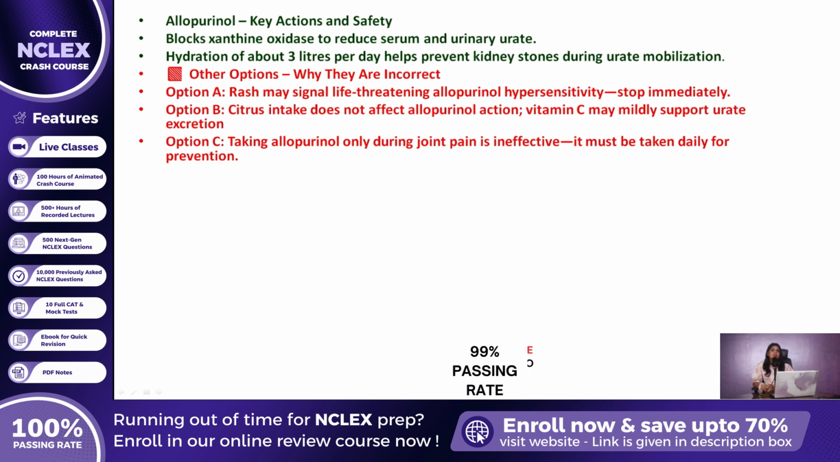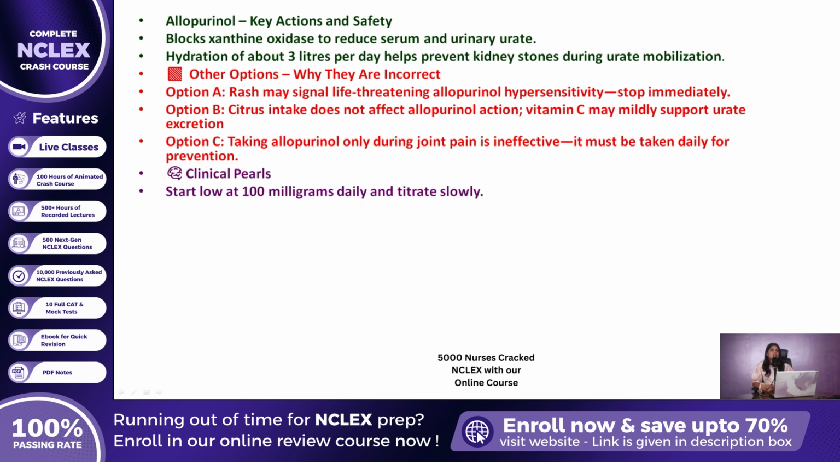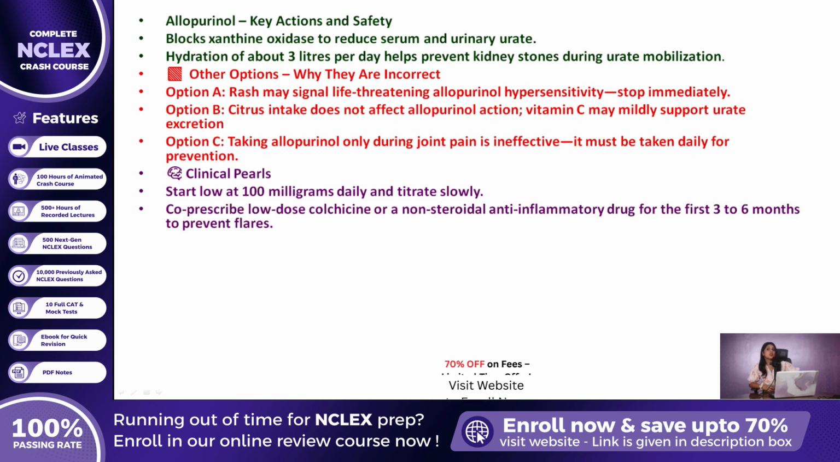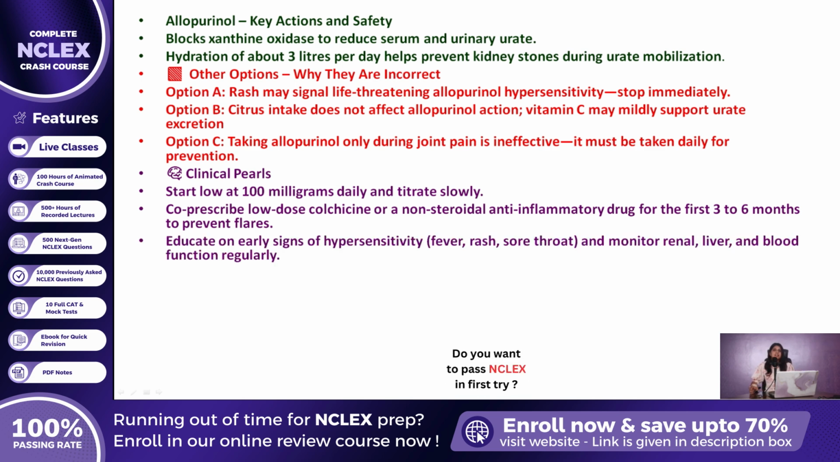Before we move on, tuck away these pearls of practice. Start allopurinol low at about 100 milligrams daily and titrate slowly. Pair the first 3 to 6 months with low-dose colchicine or a non-steroidal anti-inflammatory drug to blunt mobilization flares. Teach clients to report any fever, rash, sore throat, or liver tenderness promptly, and monitor renal function, hepatic enzymes, and complete blood count to guide safe dosing and catch rare but serious adverse effects. Eyes on the screen, nursing stars.